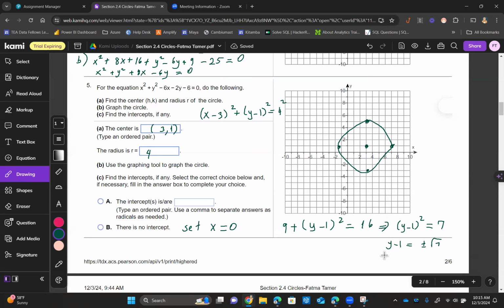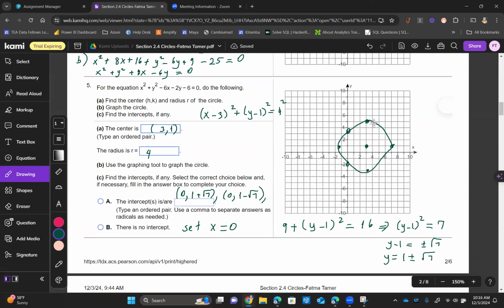Then we take the square root. So y will be equal to, if I add 1 to both sides, that means this circle is going to have 2 y-intercepts. So it's crossing the y-axis 2 times. One is going to be at 1 plus square root of 7. So we express the y-intercept. When x is 0, we got 1 plus radical 7. And the other one is 0, 1 minus radical 7.